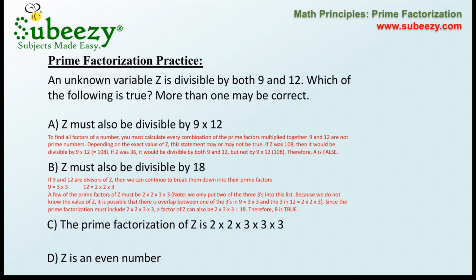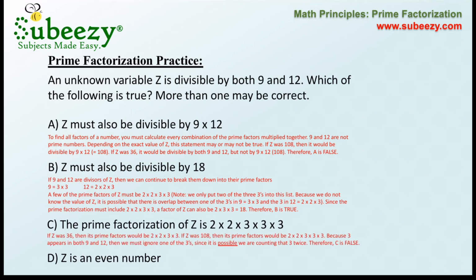Now for option C. If z was 36, then its prime factors would be 2 times 2 times 3 times 3. If z was 108, then its prime factors would be 2 times 2 times 3 times 3 times 3. Because 3 appears in both 9 and 12, then we must ignore one of the 3's, since it is possible we are counting for that 3 twice. This is what we just explained for option B. Therefore, C is false.